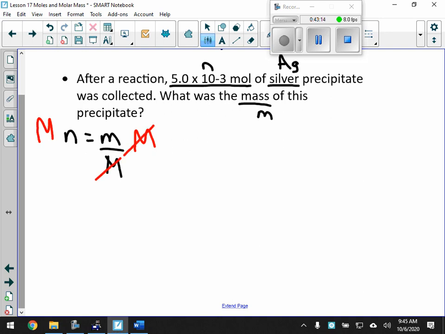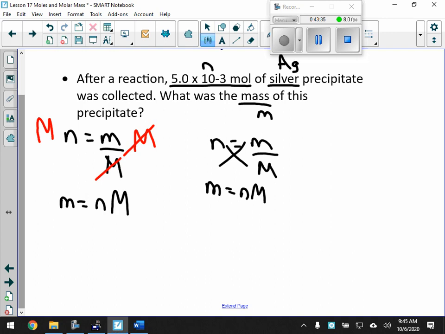That's going to cancel with that. And we're left with basically this: m equals n times big M. You can cross multiply if you want, whatever, if you want to do that. Again, same thing. m times 1, n times M, like so. Whatever, doesn't matter. Pick one, okay? Make sure you know how to do that, because we're going to ramp it up here right away.